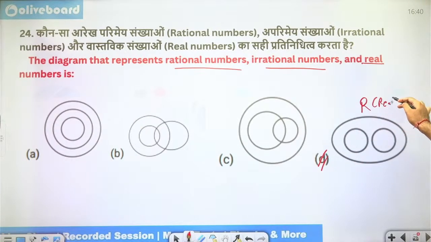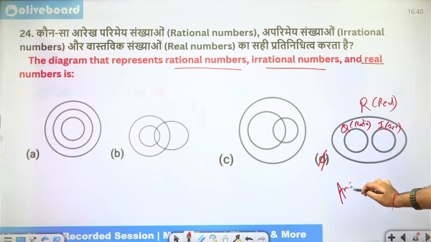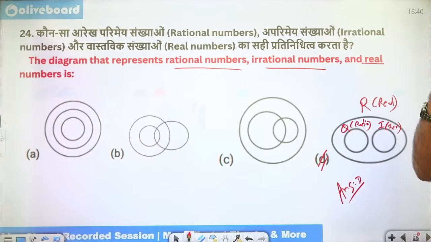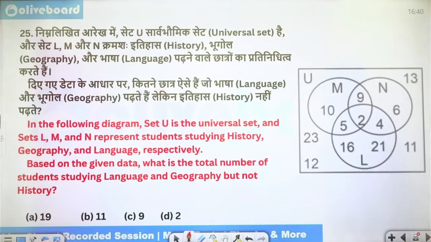for real numbers. This is Q, denoting rational numbers, and we don't denote anything with irrational numbers, but let's say I give it I. So this is how the figure will look like. Option D is the best representation. Okay. Next.